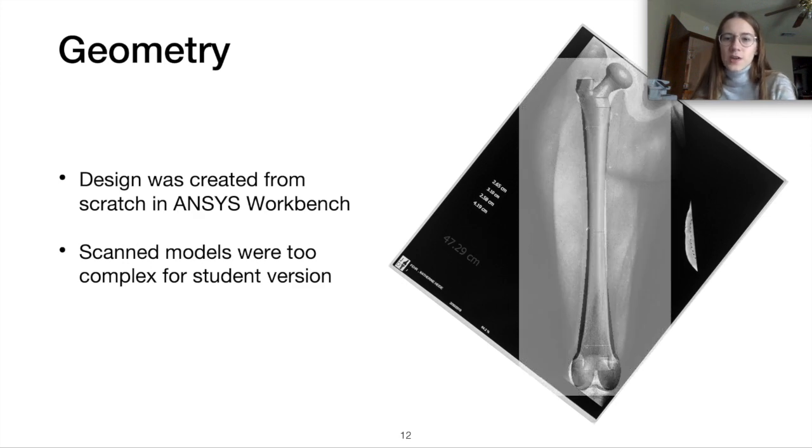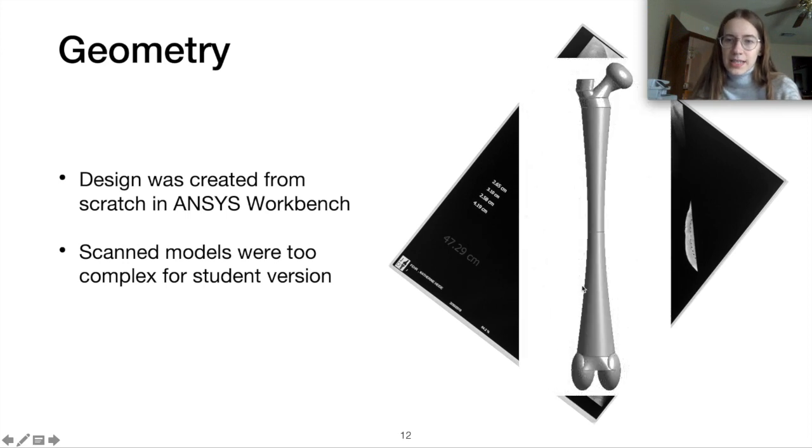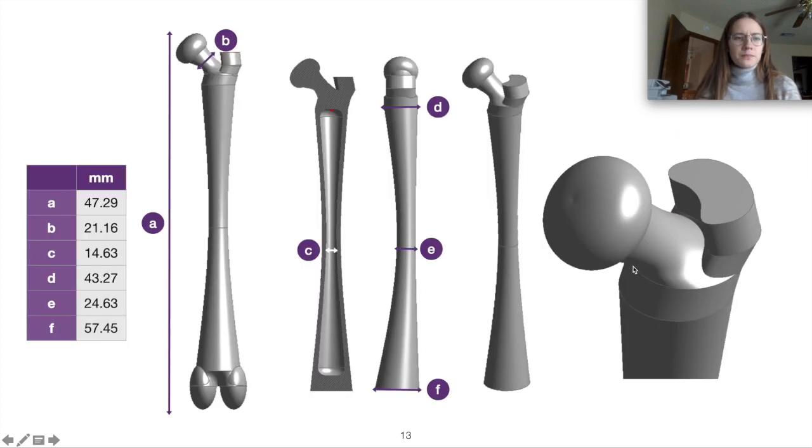So here you can see it overlaid. It kind of follows, of course, there's some areas where it might not be perfect, but I tried to follow the shape and the dimensions as much as I could. This is what it looks like, and here in the next slide I will show you more.